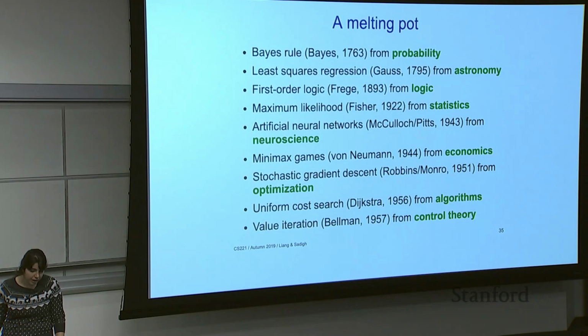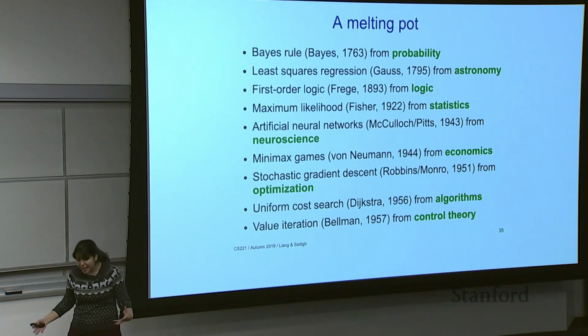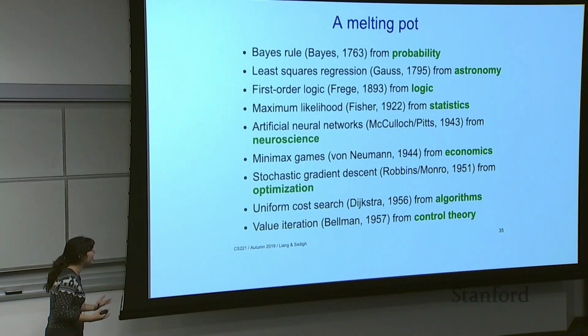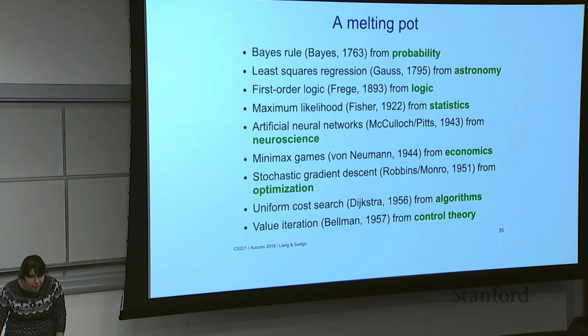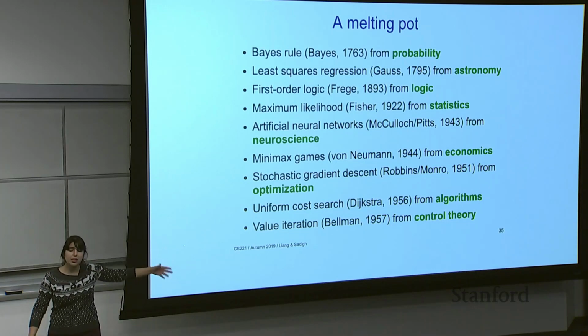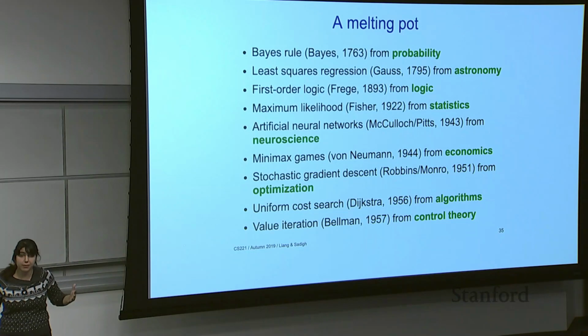So given that we have these two big new viewpoints in AI, we have started seeing all these new advances. And one point that I just want to make at the end of this is that AI is really a melting pot of a bunch of ideas from different fields, right? Not all of these are from pure AI. If you think about Bayes' rule, it comes from probability. Least squares comes from astronomy, first-order logic from logic, maximum likelihood from statistics. We have ideas from neuroscience, economics, optimization, algorithms, theory, control theory. If you think about value iteration, that came from Bellman, from the field of control theory.